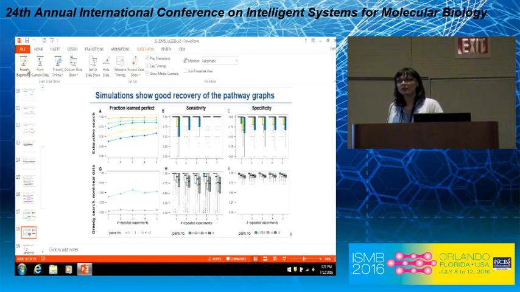Then we checked what will happen if we violate the linear model assumption. The shades of gray show an increasing number of pairs which contribute a pairwise interaction term to the observed data in the simulated data. So that's an increasing violation of the model assumptions. If you do that, then the fraction of pathways learned perfectly drops dramatically to about 0.1. But the sensitivity and specificity actually stay at a very reasonable level, so they don't go lower than 0.7.